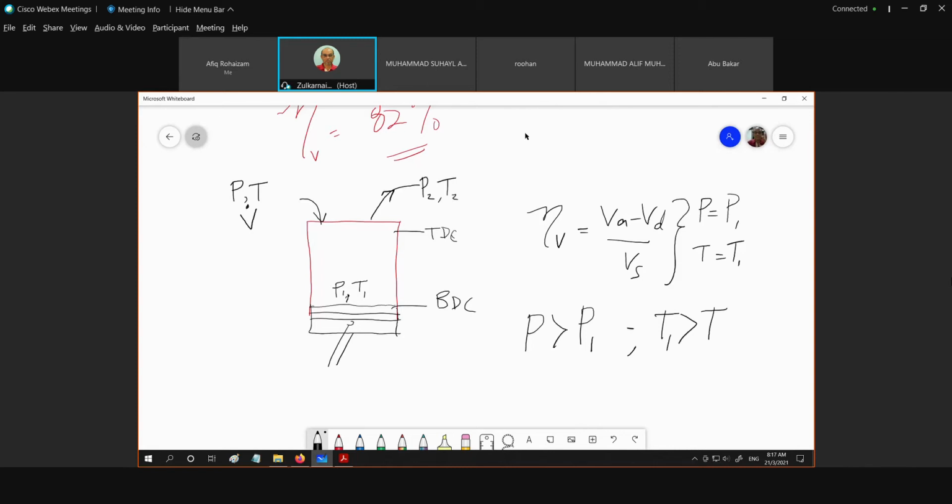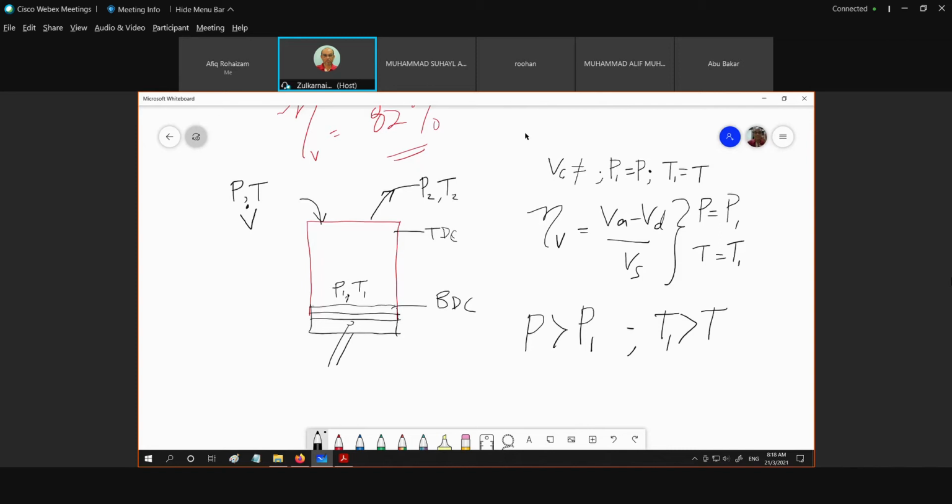So your T1 should be greater. So this is the second case. Alright, what case did we look at before this? This is the case VC is not equal to 0, and the case for P1 equal to P and T1 equal to T. Remember? This is our second case.